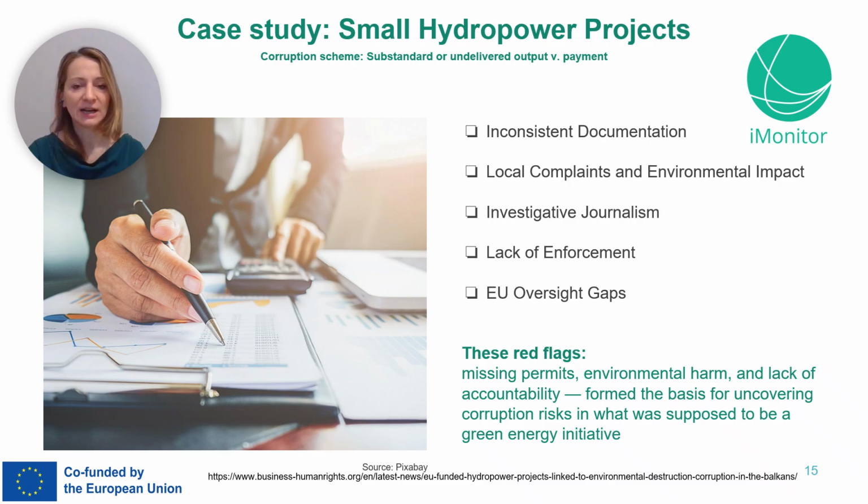Investigative journalists conducted in-depth reviews of public records, construction permits and environmental assessments. Their findings revealed a pattern of regulatory violations and weak oversight. Ultimately, the detection of corruption risk was due to inconsistencies in documentation, lack of enforcement, and the visible disconnect between project goals and on-the-ground impact. This case underscores the importance of transparency, strict monitoring and community engagement in safeguarding public investments. So our role is very important.